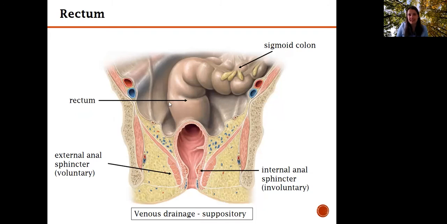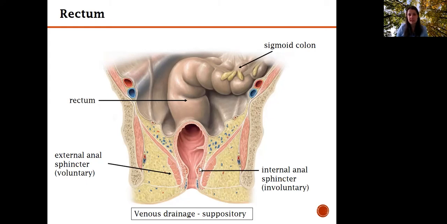So at the end of the colon, we will reach the rectum, which already lies below the peritoneum, and actually most of it lies already infraperitoneal and is located in the pelvis. And there are two important things to mention here. One is the sphincter muscles. We have two different sphincter muscles.